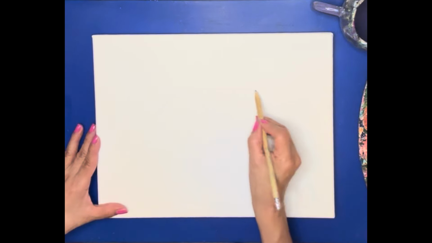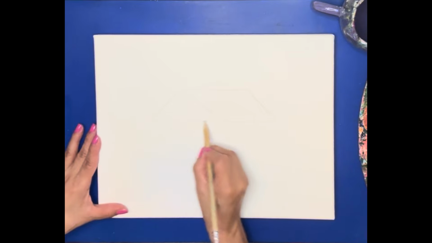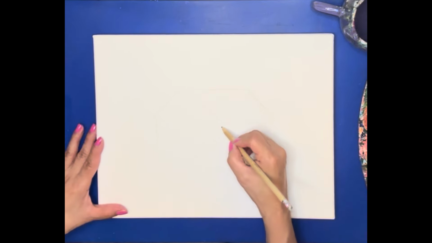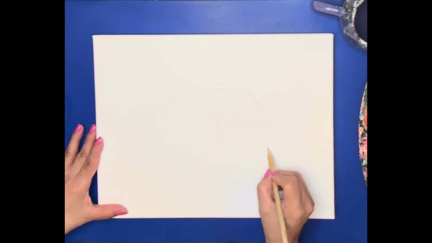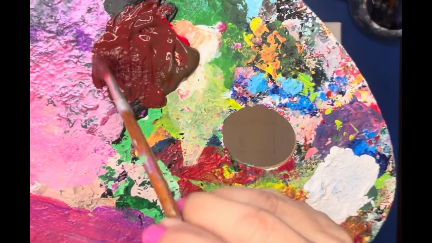All right, so to begin my cabin in the snow, I just start with a triangle, parallelogram, and rectangle, and make this beautiful little cabin. Really simple. Okay, now we're going to add some beautiful trees, and we're going to paint.